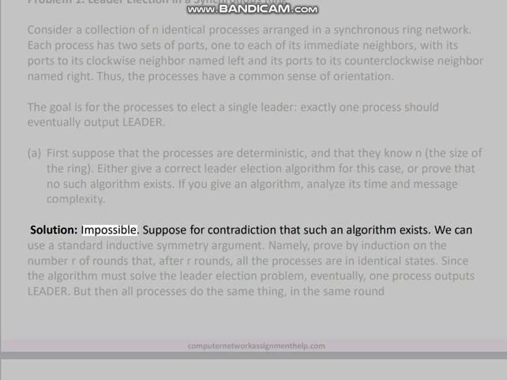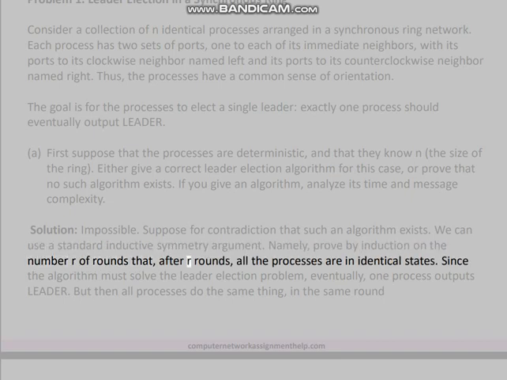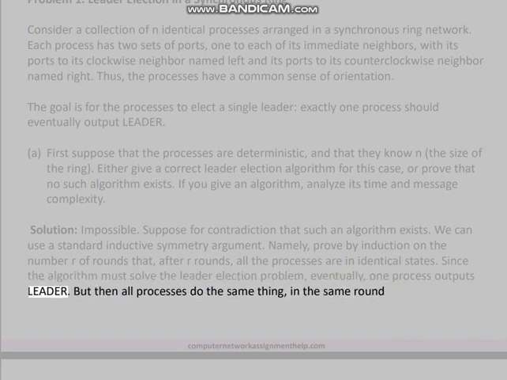Solution: impossible. Suppose for contradiction that such an algorithm exists. We can use a standard inductive symmetry argument. Namely, prove by induction on the number r of rounds that, after r rounds, all the processes are in identical states. Since the algorithm must solve the leader election problem, eventually, one process outputs leader. But then all processes do the same thing, in the same round.